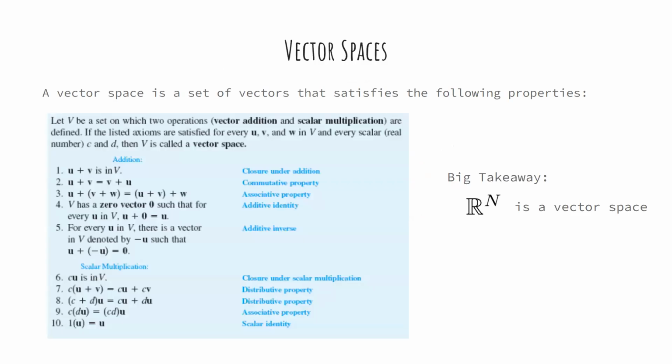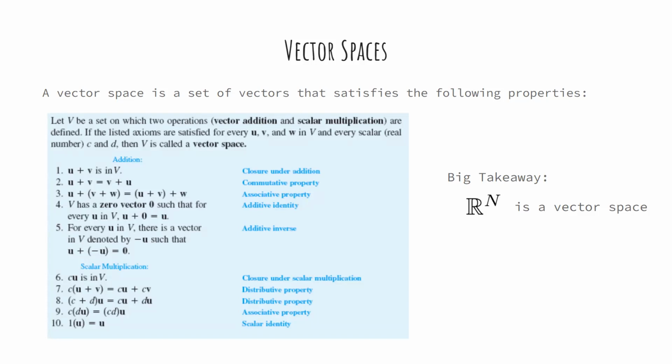Moving forward. So the next concept that we are going to go over is vector spaces. So a vector space is a set of vectors that essentially satisfies all these properties below, and we can go through all of them, but the big takeaway from this entire set of things is that R^n is a vector space.